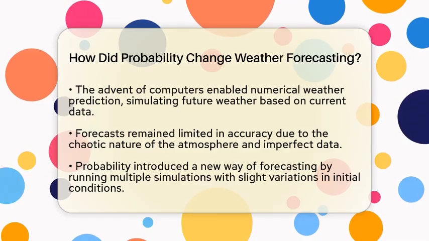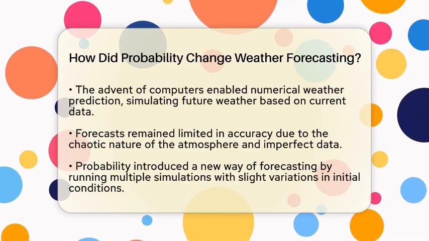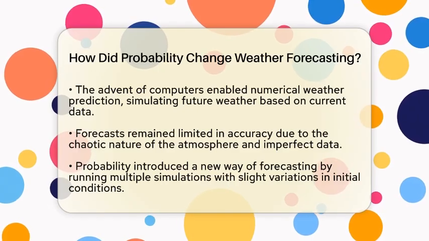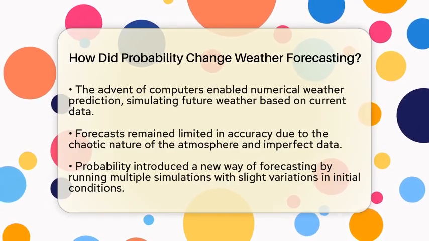Then computers arrived and changed the game. They could run these equations quickly, creating what is called numerical weather prediction. These models used current weather data to simulate what might happen next.